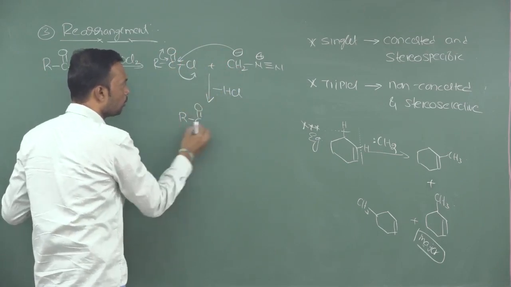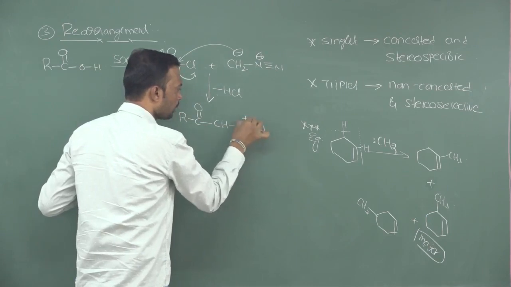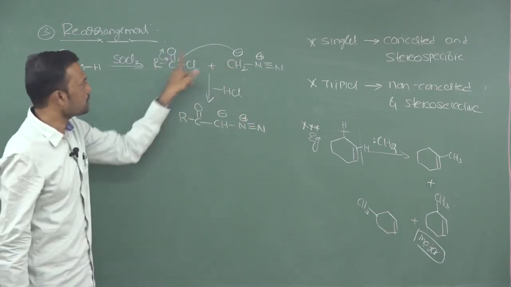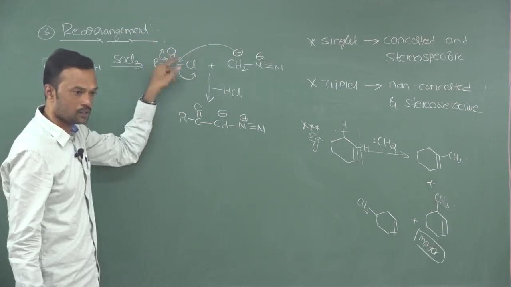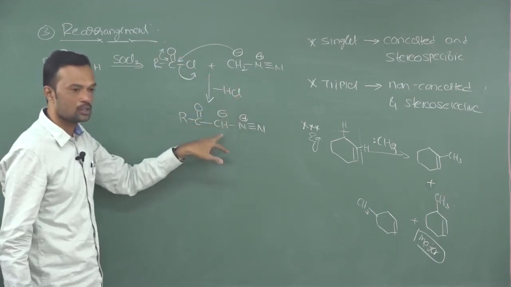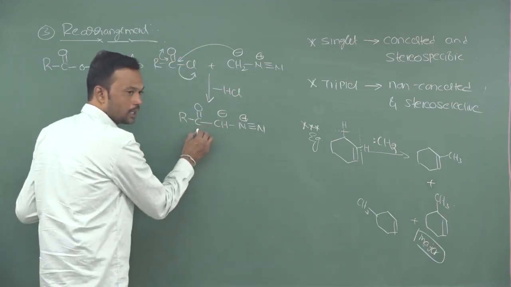RC double bond O. Now what will we expect? CH, and then nitrogen nitrogen triple bond, and what is this? Minus. Can I write like this? When this minus attacks here, the charges disappear. When chlorine is removed in terms of Cl minus ion, that will take one of the protons and forms CH2, becomes CH anion. Now this is called acyl.